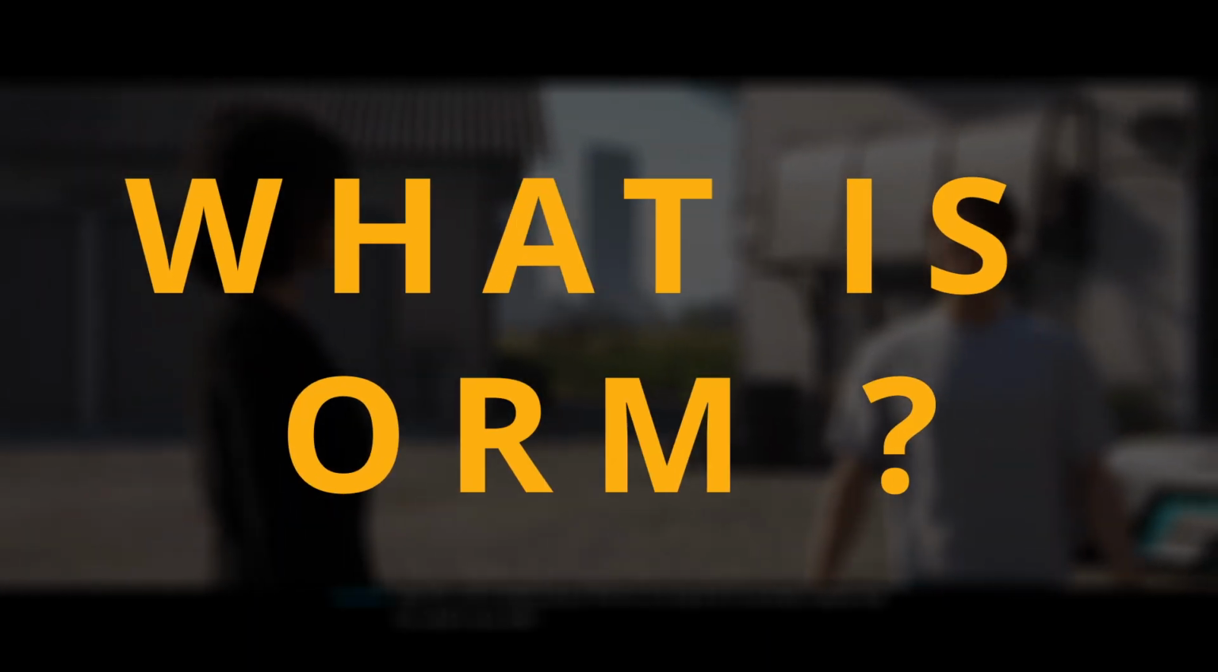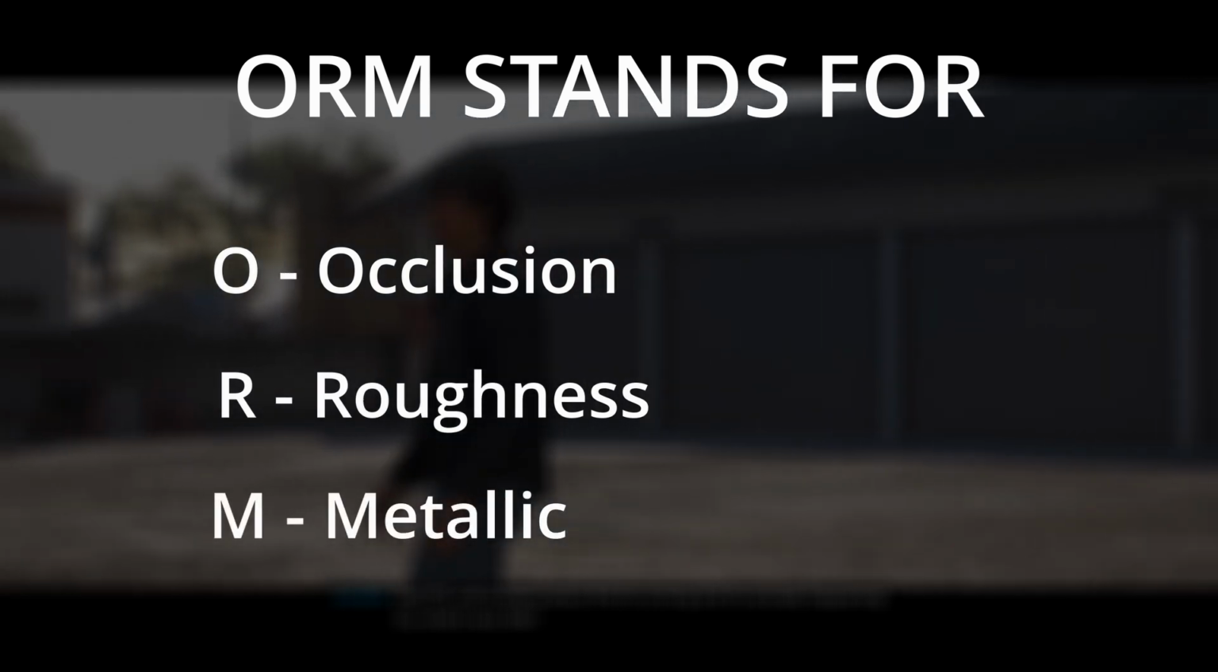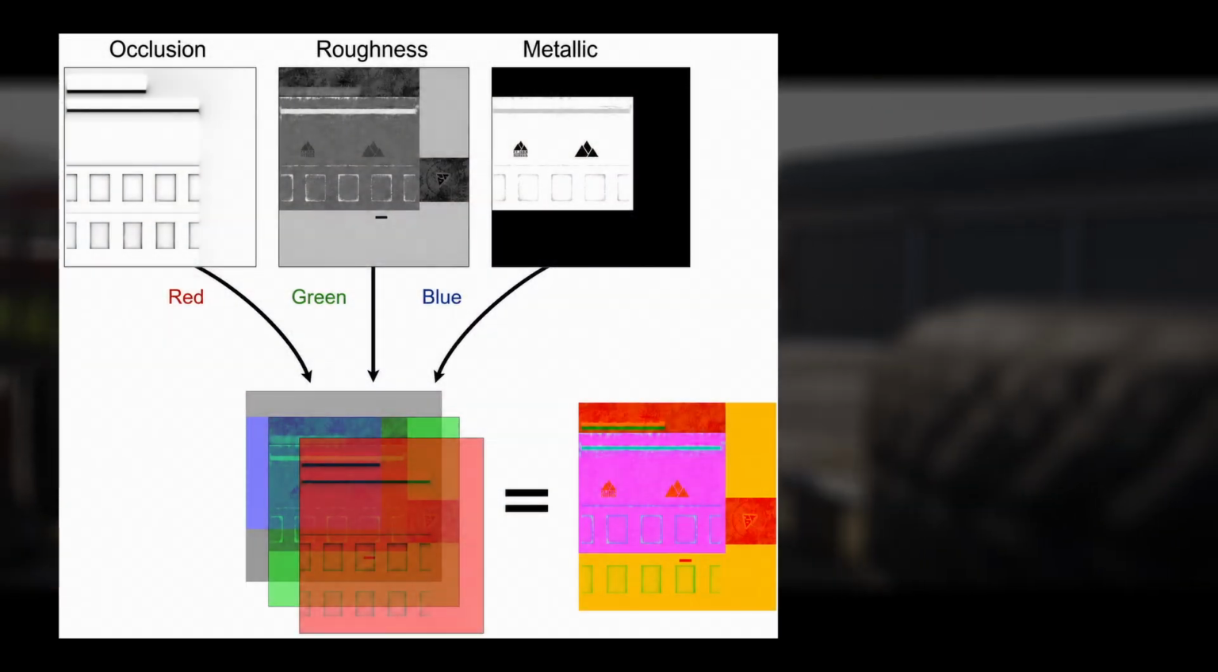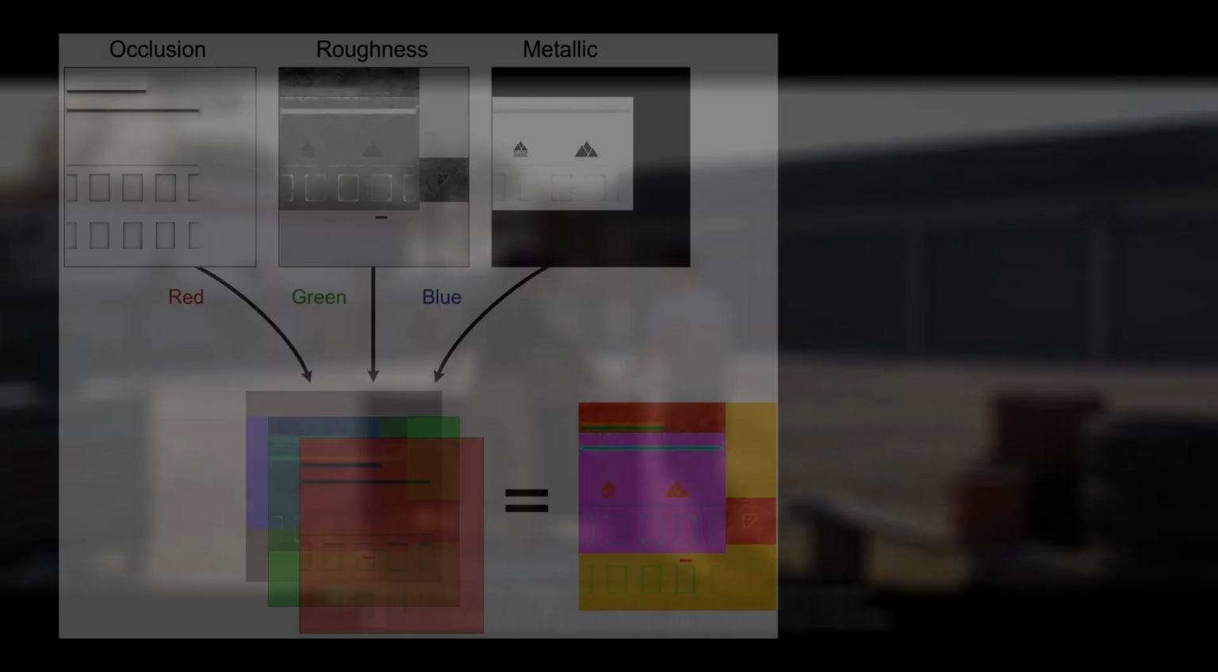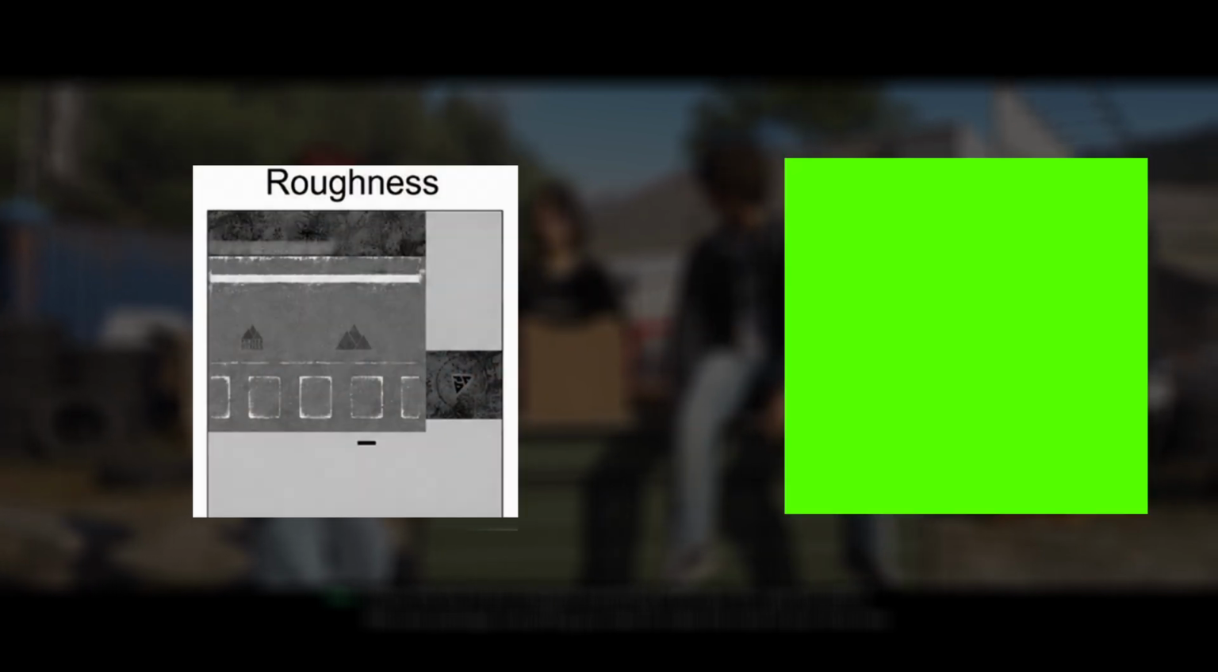What is ORM? ORM stands for Occlusion, Roughness, and Metallic. Instead of storing these three textures separately, they're packed into a single image. Each RGB color channel stores different information. The red channel contains ambient occlusion. The green channel stores roughness, and the blue channel stores metallic. That's why ORM textures look colorful. They're actually three grayscale textures packed into one.